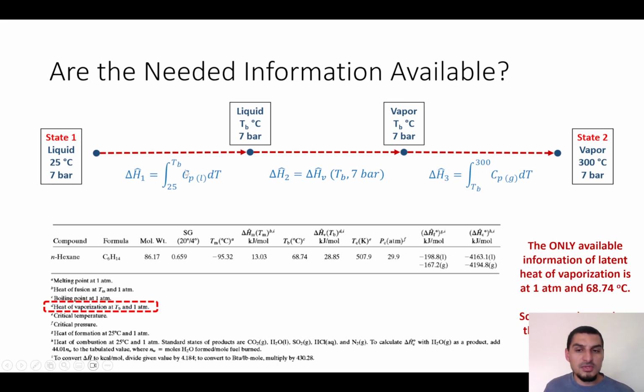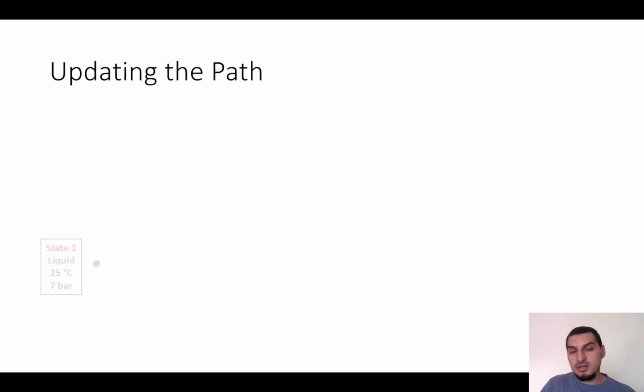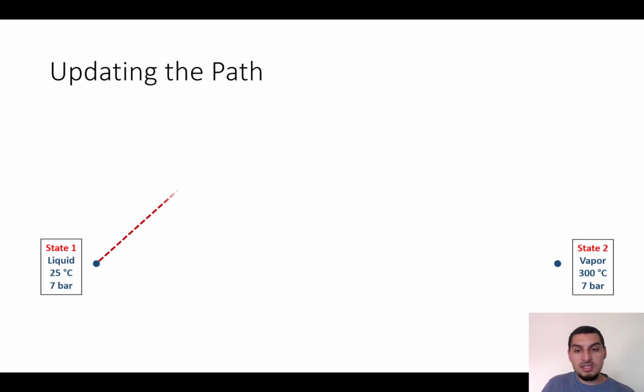Again, we said the boiling temperature can be calculated, but the latent heat of vaporization cannot be calculated at different pressures or at different temperatures. So what we can do is update the hypothetical path. Again, we have the same starting point, the same state, and the same final state. The difference is that we will combine two changes here, change in temperature and change in pressure.